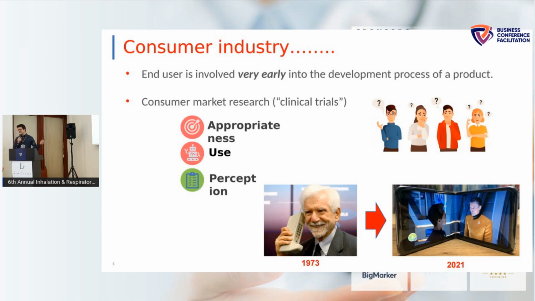And I always like to show this example of the mobile phone, and we can see the evolution of the mobile phone over the years. So nowadays, everyone has a smartphone, independent of the age. Even 10-year-old kids can use a smartphone. Older people can use a smartphone, so it's a very intuitive device. And this is a good example of how we would like to achieve patient-centric design.